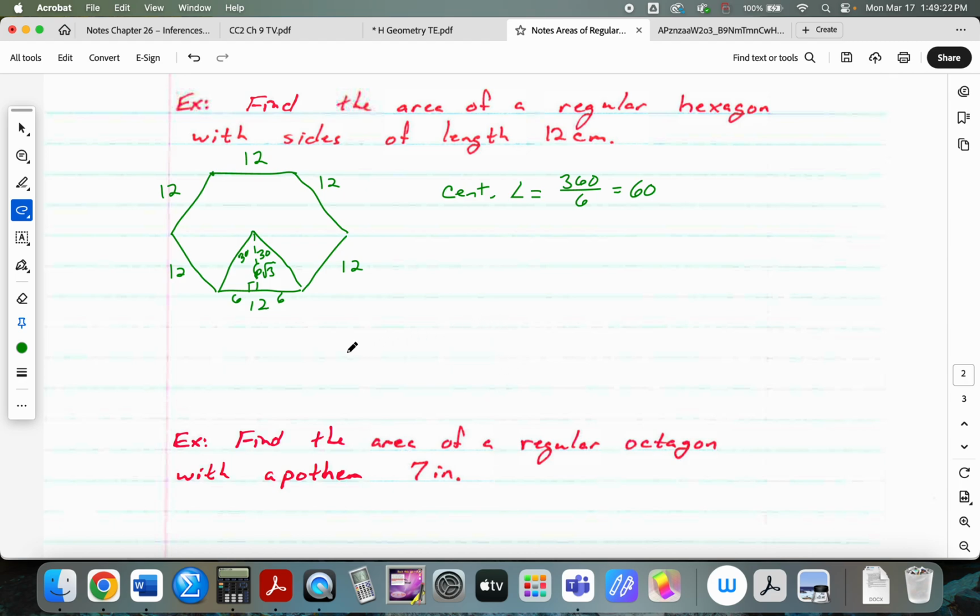So now I just need to figure out what the perimeter is. The perimeter, there are 6 sides at 12 each, is 72. So the area is 1/2 of the apothem times the perimeter. So that's half of 6 square roots of 3 times 72.